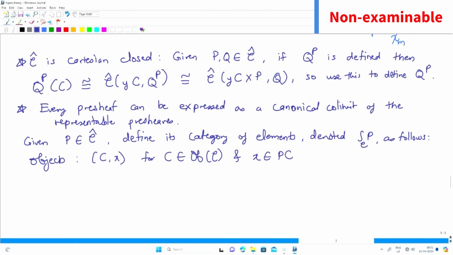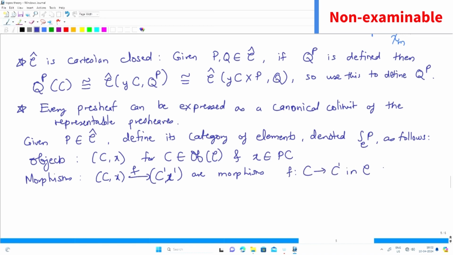And what will be the morphisms? Morphisms from C, X to C prime, X prime are morphisms f from C to C prime such that Pf of x prime is equal to x. It has to go in the reverse direction because it's a contravariant functor. Okay, so that association is inverted.